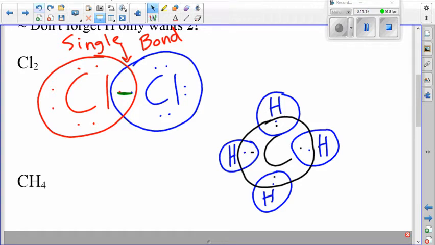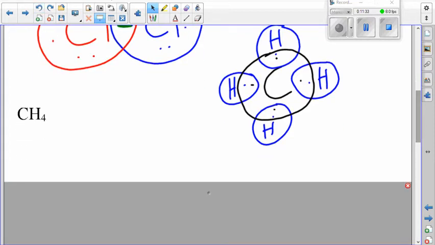Uh-huh, what's up? So is there ever going to be a bond that's made where it equals more than 8? No, so an atom will only want 8 total around it. Yeah, except for hydrogens that want just the 2. Yeah, good question. All right, now they do get more complex.